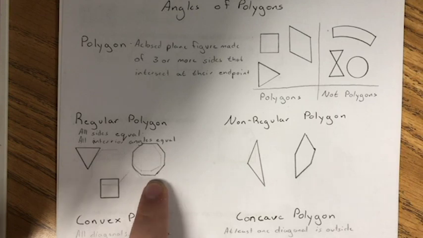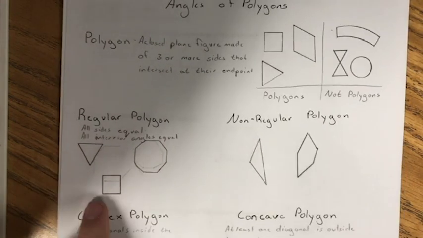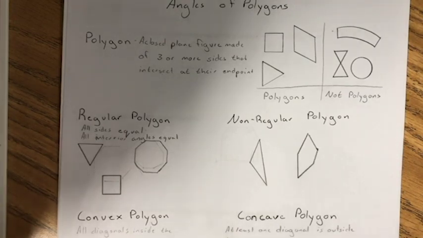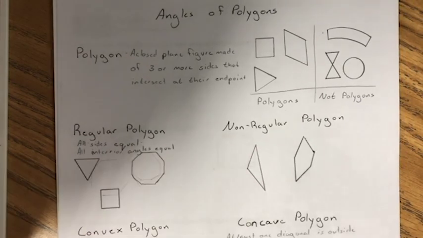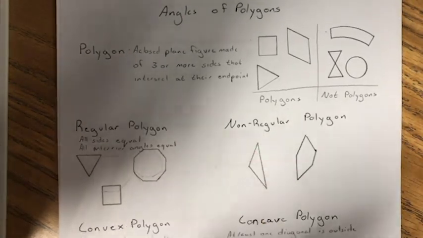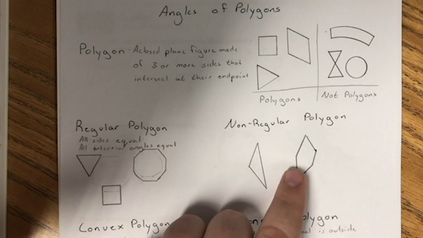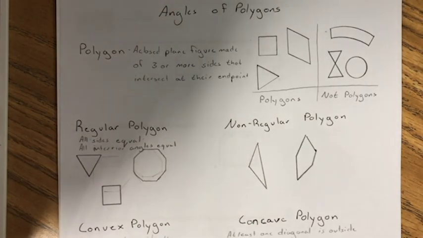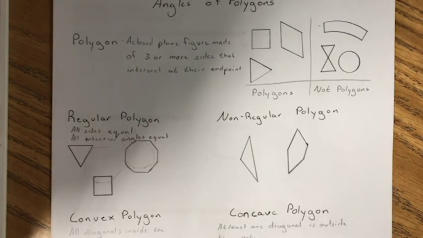This is a regular polygon. All sides are equal. And then you've got your square. That is a regular polygon. All sides are equal and all interior angles are equal. So these are regular polygons. Non-regular polygons would be a triangle like this where at least one side is different, or I have this type of weird shape. They're still polygons, but none of the sides, none of the angles are equivalent to one another.